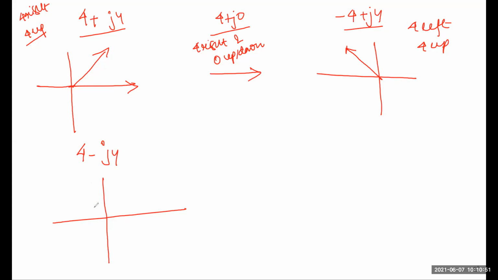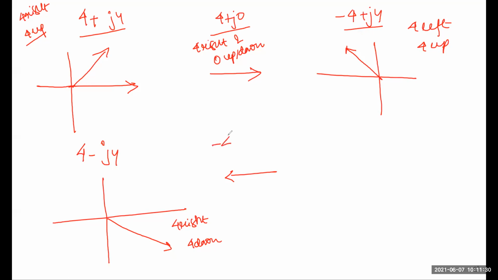4 minus j4, here we will say 4 right and 4 down. That is, I will take this quadrant. This is my fourth quadrant. So I will say here, it's 4 right and 4 down. Understood? So this methodology will come under every problem. Whenever you see a complex problem, you can easily understand under which quadrant it will come. So according to that, you will find out the angle.